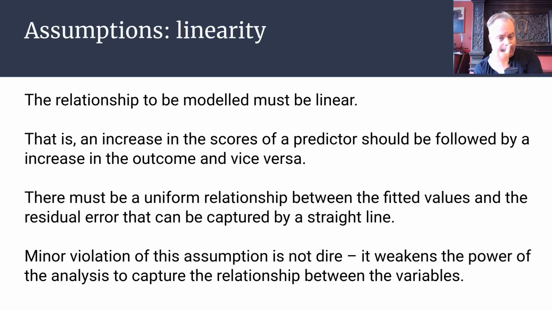It kind of goes without saying, but it's worth making explicit that if we're trying to build any sort of linear model, we need to be sure that the relationship that we're wanting to model is actually linear. In other words, it can be captured by a straight line. So an increase in the scores of a predictor should be followed by an increase in the scores in the outcome, and vice versa. And there must be a uniform relationship between the fit of values and the error that can be captured by this straight line. A very minor violation of this assumption isn't dire, but it will weaken the power of the analysis to adequately capture the relationship between the two variables.